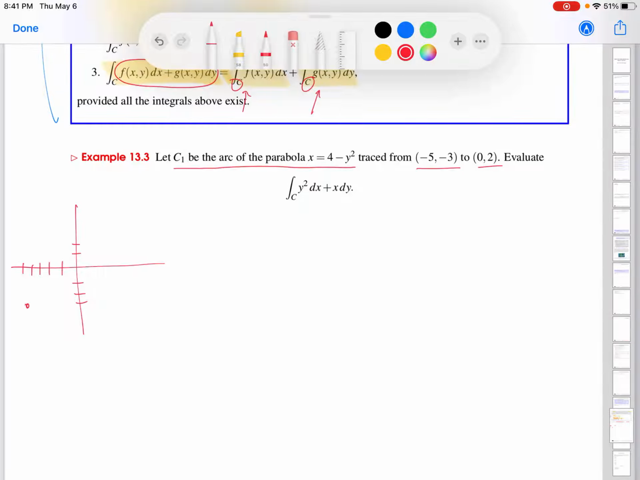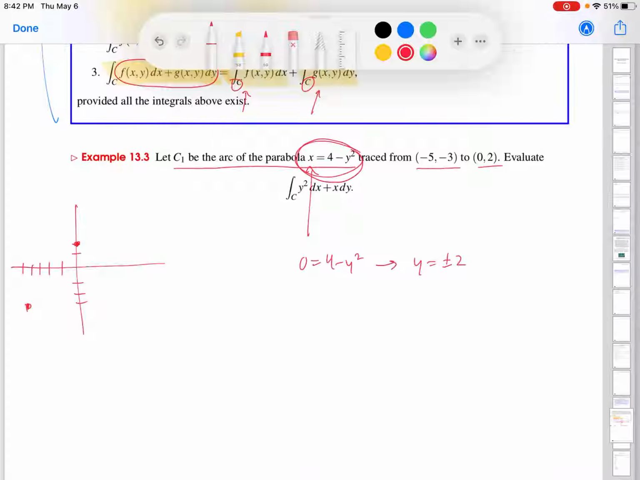Okay. So I'm going to trace out this parabola. Notice that this is x equals 4 minus y squared, and it starts here, and it ends there. A few more points to draw might be helpful. Notice that if I set x equals to 0, I get 4 minus y squared equals 0, which gives me y equals plus or minus 2.